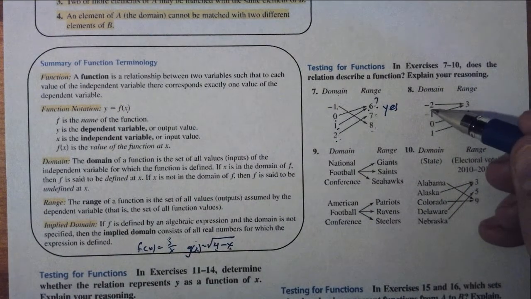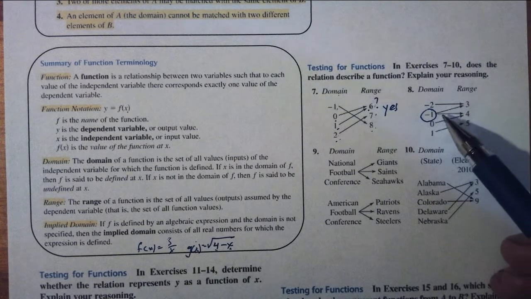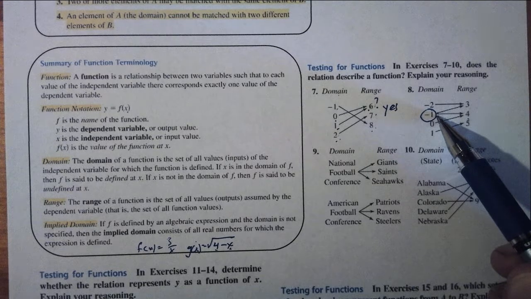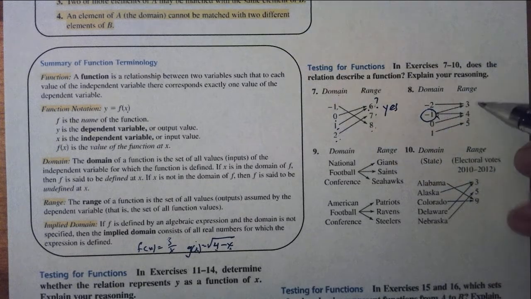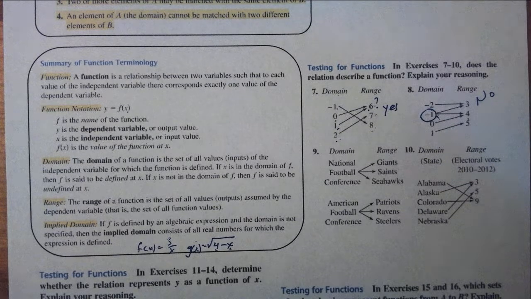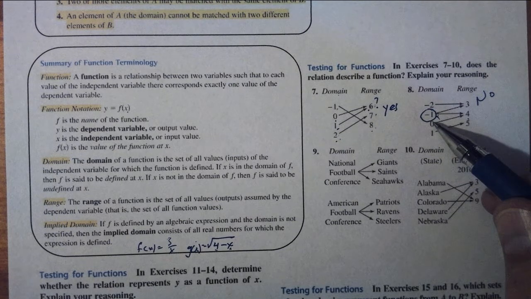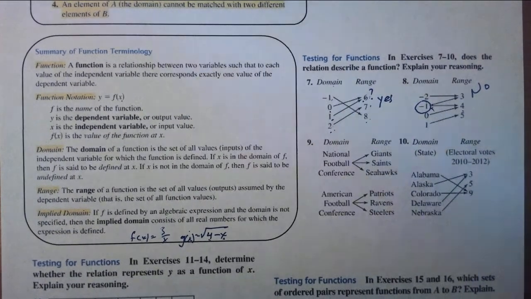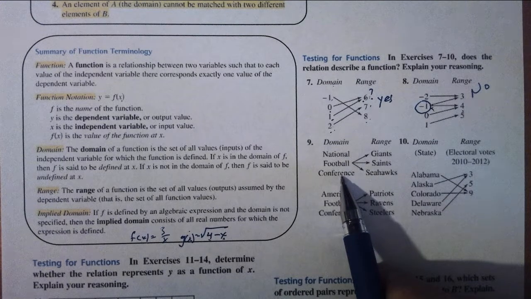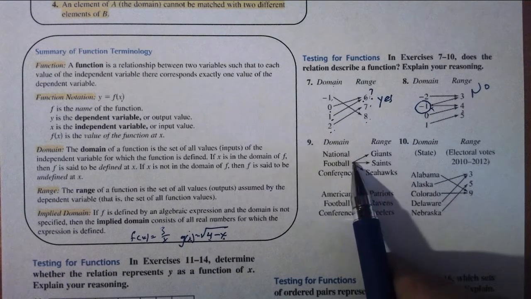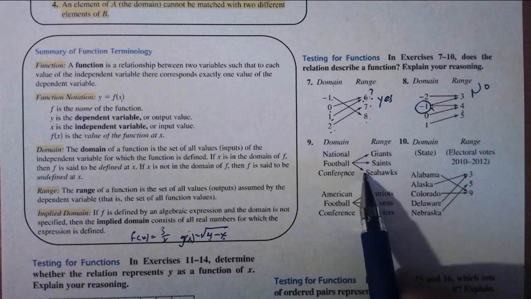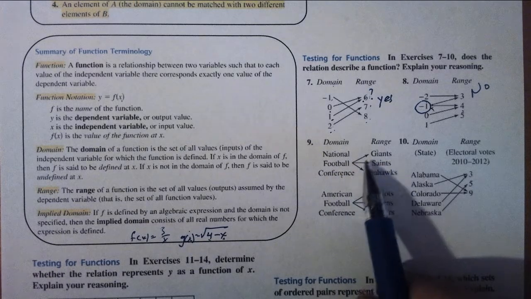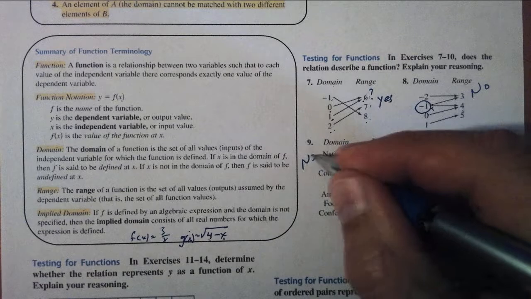However, in example 8, our ELF in charge of negative 1s has been told to turn those into 3s, and later on was told to turn them into 4s, so the ELF in charge of negative 1s is confused. And therefore, no, this is not a function because one of the elements in the domain is assigned to more than one element in the range. In example 9, National Football League is assigned to be Giants, but also assigned to be Saints, and also assigned to be Seahawks. Therefore, we don't know exactly what to do with National Football Conference. There's not a single assigned job. This is no.